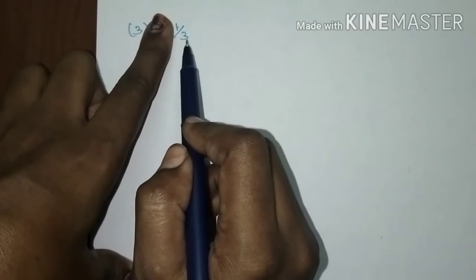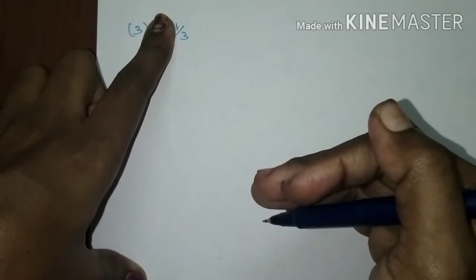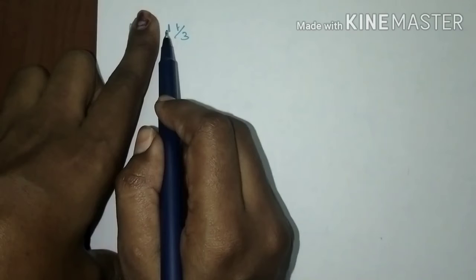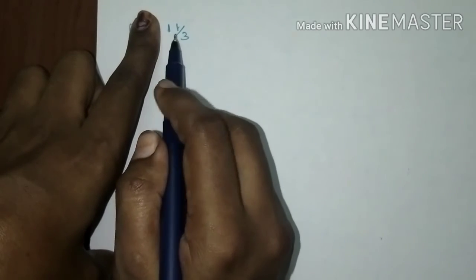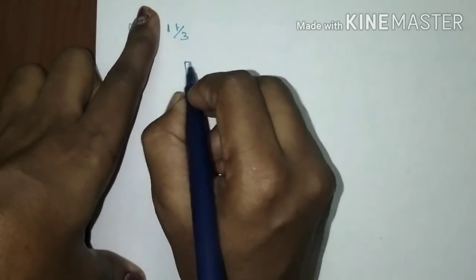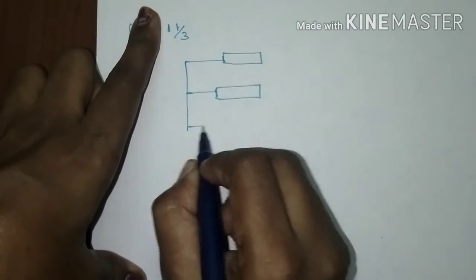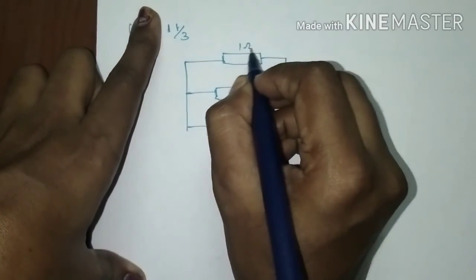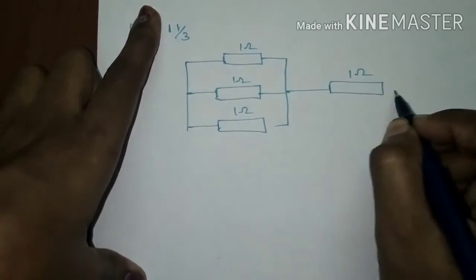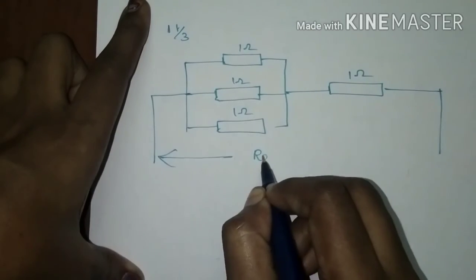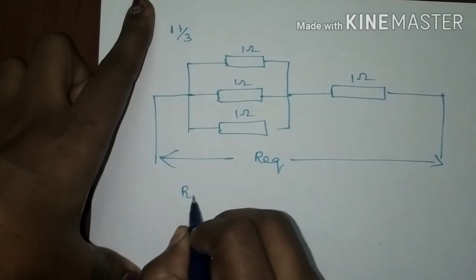See, 1 by 3 we can get by using a parallel connection. If you connect 3 1 ohm resistance in parallel, by parallel equivalent we will get 1 by 3, and if you connect 1 ohm resistance in series, if you add together we will get 1 by 3. It is very simple. So each resistance of 1 ohm, connect those 3 resistance in parallel, 1 ohm, 1 ohm, 1 ohm, and connect a separate 1 ohm in series and find the equivalent.